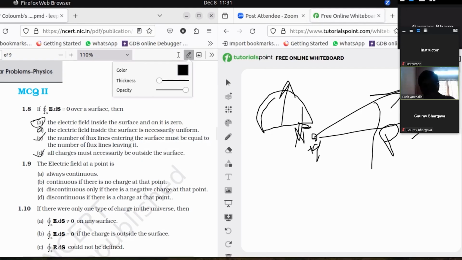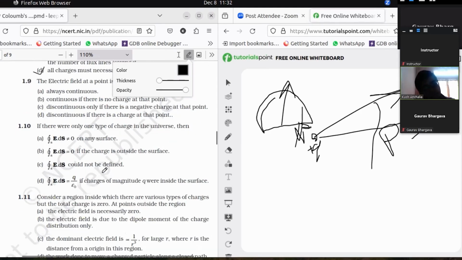See, electric field on the surface is 0. See, on the surface it might be 0, it depends on the surface. Inside the surface is necessarily uniform. Okay, it is throughout the surface. Yeah, uniform also you can say, or 0 also you can say. But it always depends on the number of flux lines. So we can say this thing.